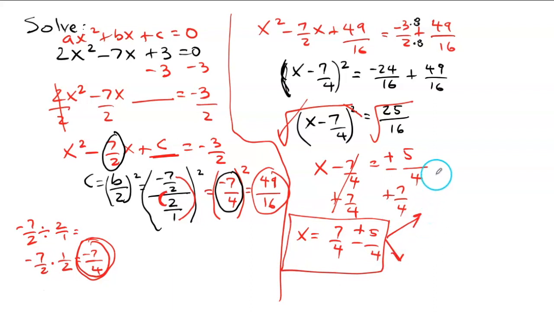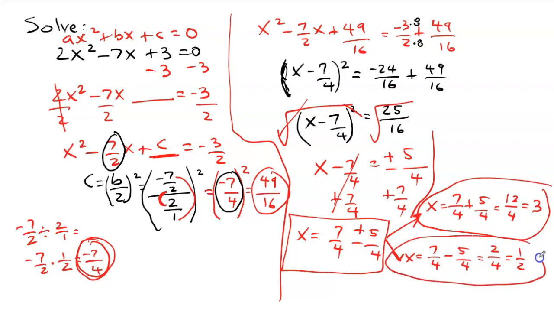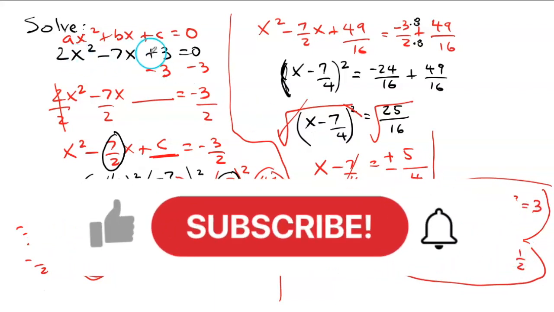Okay, my first answer, let me cross this out, is going to be x equals 7 over 4, and I use the plus, 5 over 4. Same denominator. Keep it. 7 plus 5 is 12, reduce, 3. And that's one answer. Next, 7 over 4 minus 5 over 4. Denominator, keep it. 7 minus 5 is 2. Reduce, 1/2. So it's 3 and 1/2. Those are the two answers. How do you know if they're right or wrong? Plug them back in the original equation.